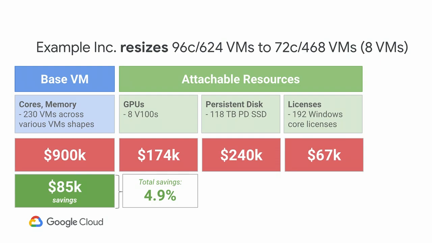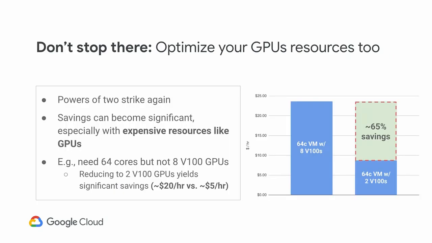So going back to Example Inc., Example Inc. realized that they've been running 96 core VMs when they only really needed 72 core VMs. And they're shrinking the memory in the same proportion as well. And as a result of that change in right sizing, they're able to save about 5% on their total bill. But they're not done there yet, right? So they have a whole bunch of other resources. So now they're moving on, and now they're looking at some of the attached resources that attach to the base VM. So that second bucket of resources that we talked about.